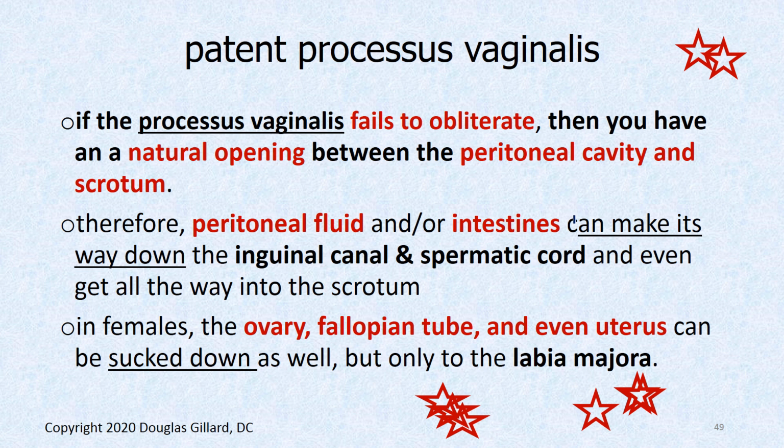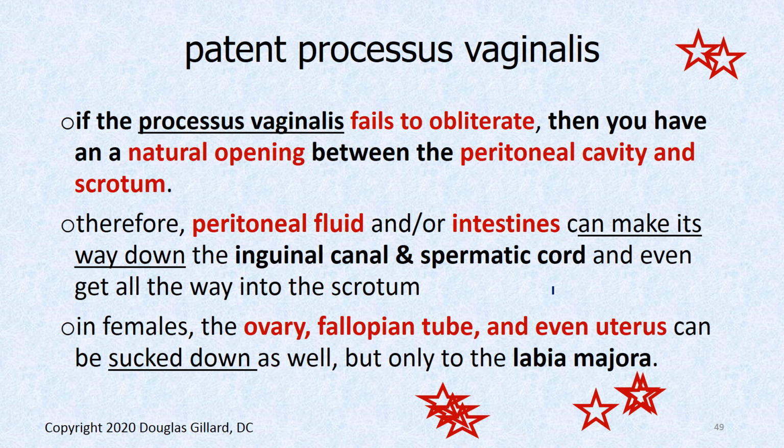All right. If the processus vaginalis fails to obliterate, everything I just said, then you have a natural opening between the scrotum and the peritoneal cavity. That's no good, right? Peritoneal fluid will collect there, and everything I just said.